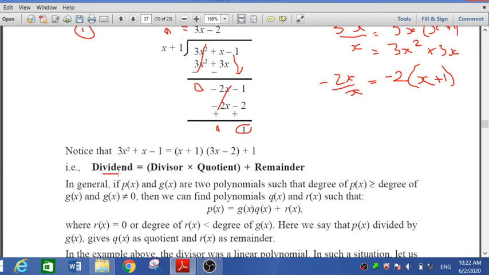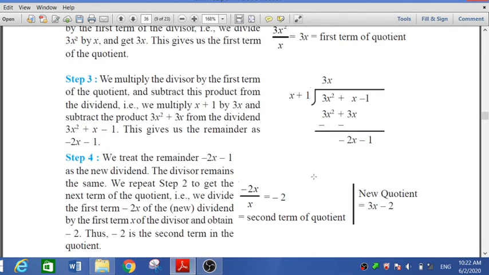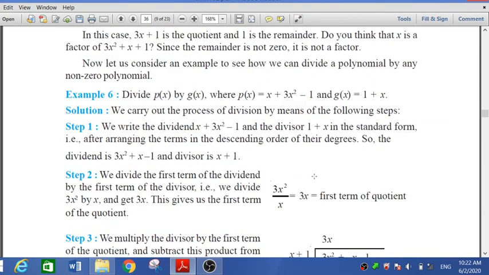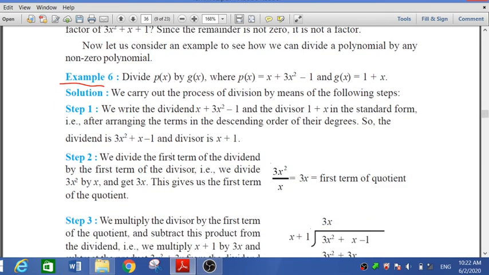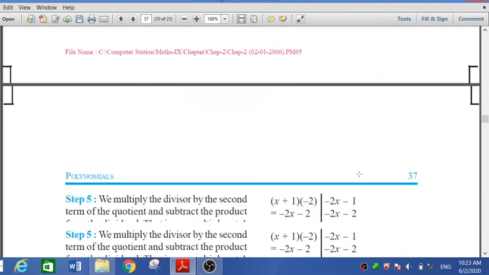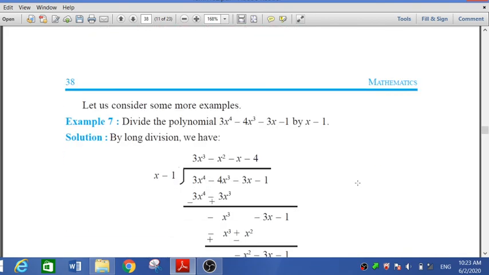Again remember, dividend is equal to divisor multiplied by quotient plus remainder. So 3 long division sums I am explaining here. These are all the steps if you want to understand properly. Always remember: first term of dividend divided by first term of divisor. If you do it that way every time, you will understand. First term of dividend, first term of divisor. That way if you go, then you will do it.